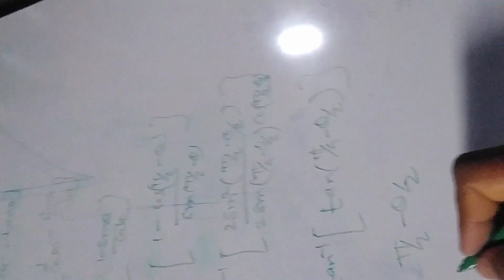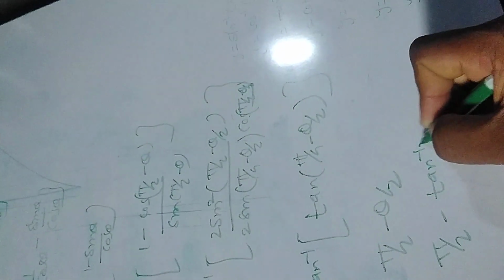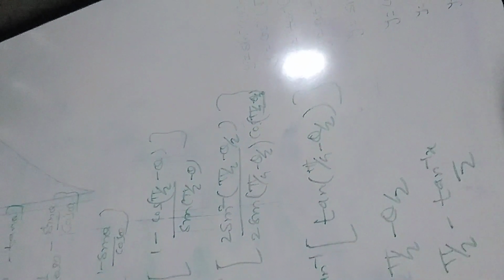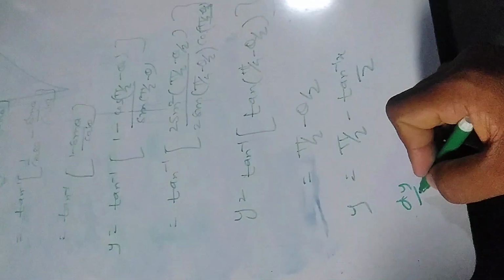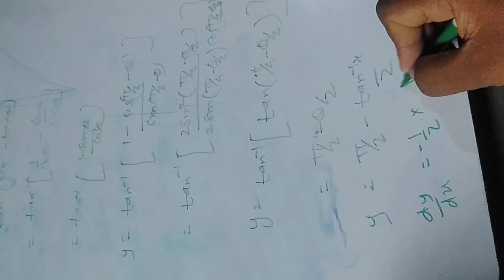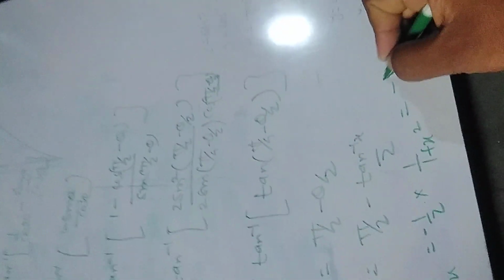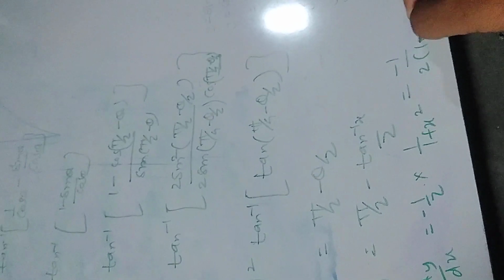But theta we have already found out as tan inverse of x, divided by 2. So dy by dx will be minus 1 by 2, derivative of tan inverse of x, which is 1 upon 1 plus x square. So the final answer we will get is minus 1 upon 2 into (1 plus x square). So this was the solution to our problem.